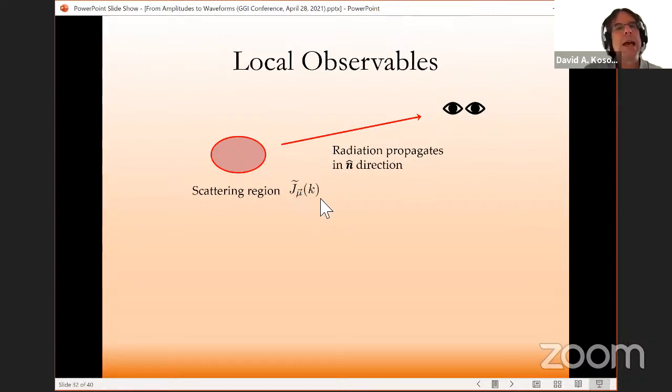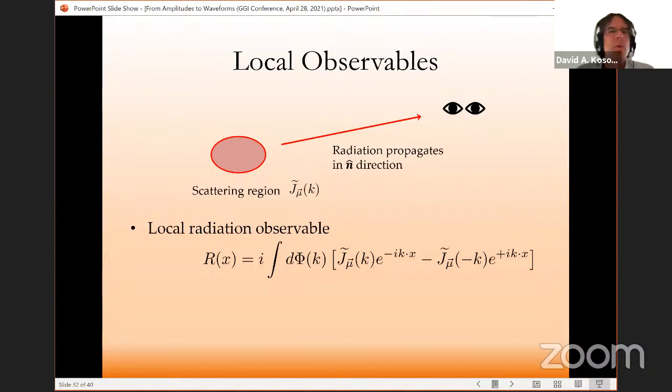So in that scattering region, we have, in a sense, a current that is generated, and the number of indices it's carrying depends on the nature of the interaction. It might be none for a scalar, 1 for a vector, and 2 for a tensor or gravity. And so we can now look at some local radiation observable as a function of space-time x, and we can propagate it from that scattering region.